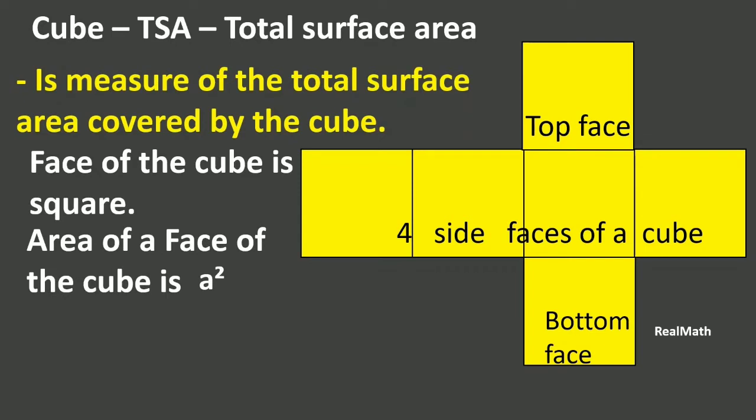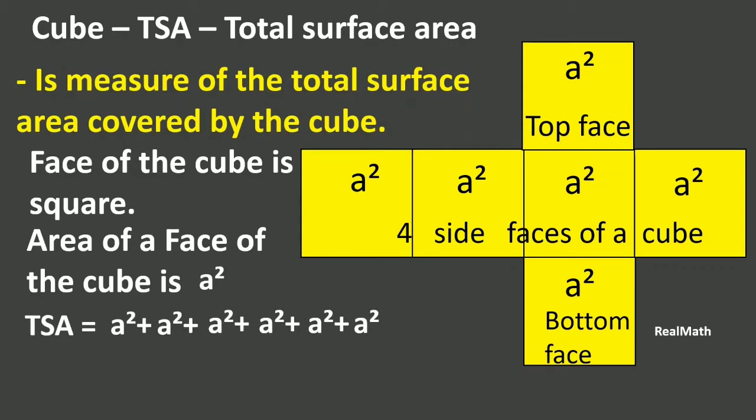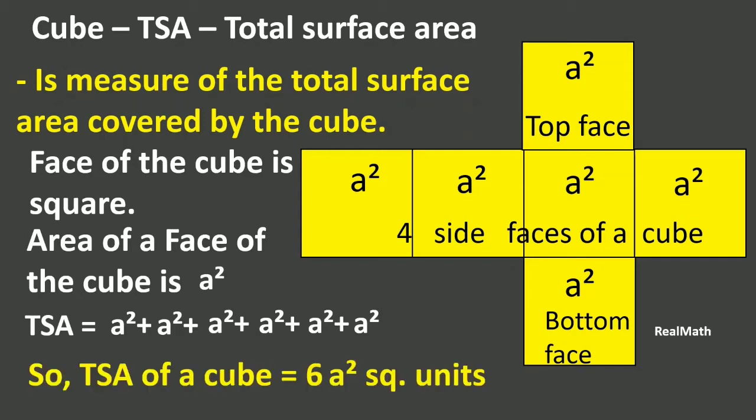So, area of the face of the cube is, suppose if the side is A, then A squared. So, all the A squares we have to sum up. That is, we have to total all the A squared to get total surface area. So, how many A squared are there? 6. Why? Because it has got 6 faces. So, the total surface area of the cube is equal to 6 A squared. Always remember to write the units, that is in square units. Suppose if it is centimeter, square centimeter. If it is meter, square meter. Like that you have to write.